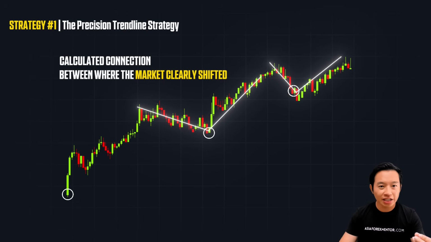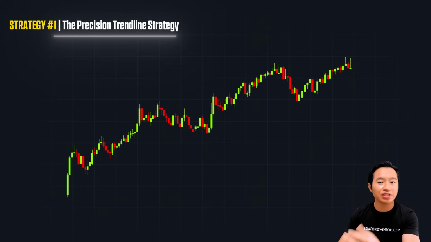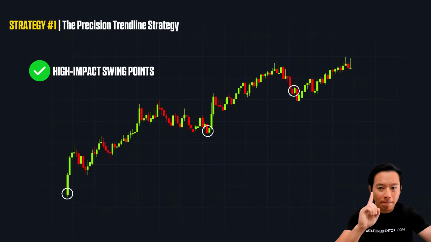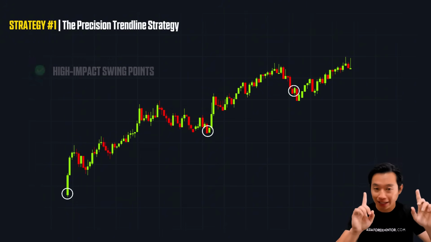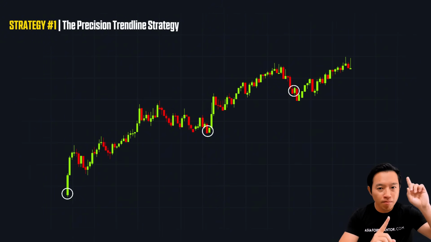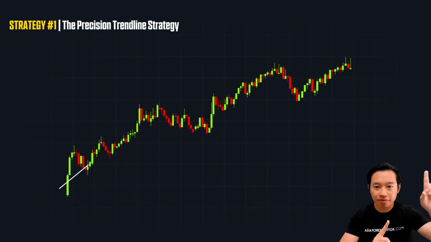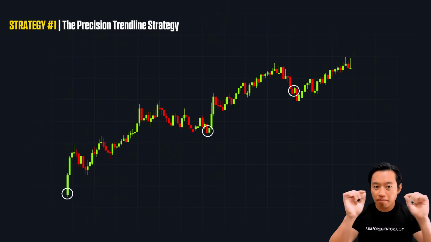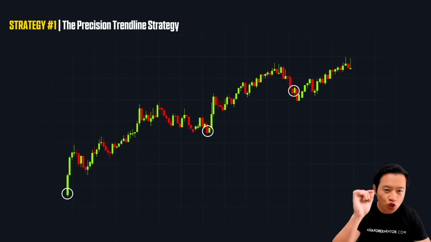So what I teach is called the Precision Trendline Strategy. Right, so this is a method that uses what? High impact swing points, right? Not the noise. So here's how it works. Price leaves behind footprints. Right? When it strongly moves in one direction and then it pulls back, right? And then it reverses again, right? That's where the midpoint has turned, and that is the swing point.